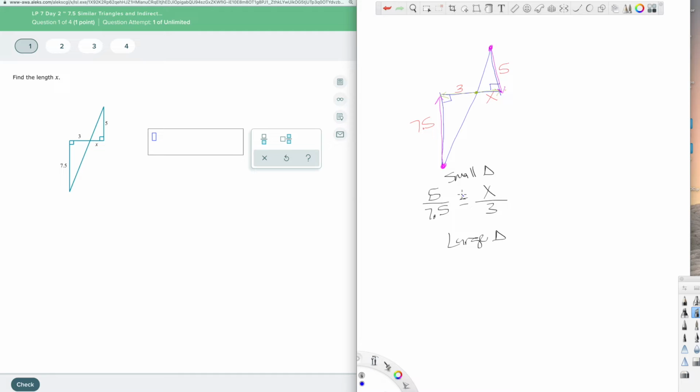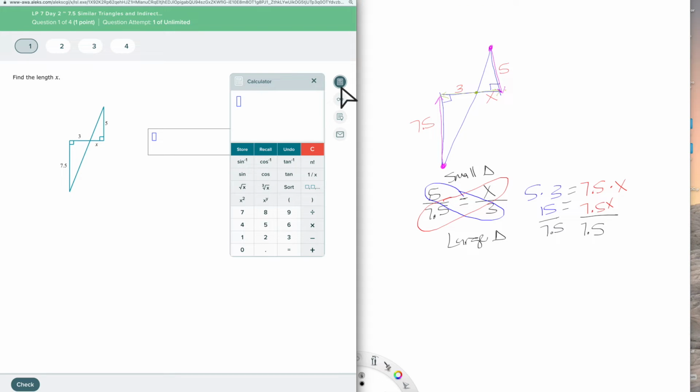So I can go cross from top to bottom. 5 times 3 gives me 15, and that's going to equal, I guess I'll do this other guy in red, if I go across the other way, 7.5 times x, which is just 7.5x, because we just kind of squish them together, right? So now we have this piece. I have to get x by itself, so I need to take that 7.5 and divide on both sides. And I believe we're going to get 2 here.